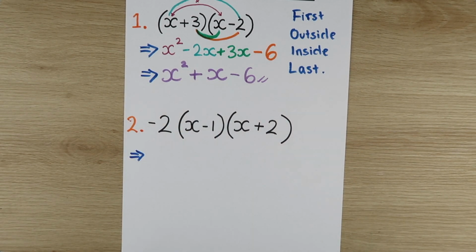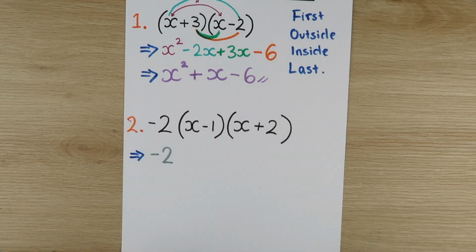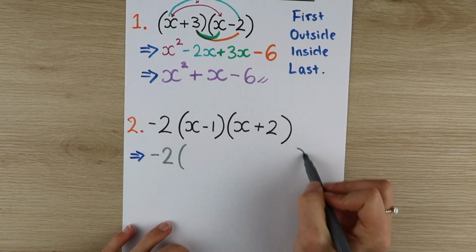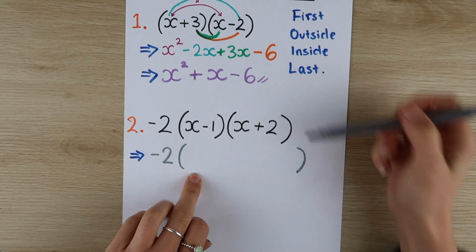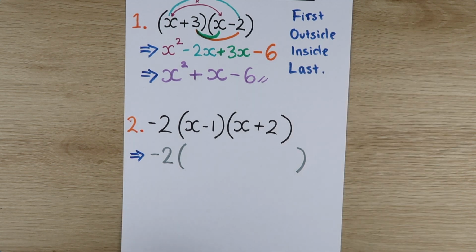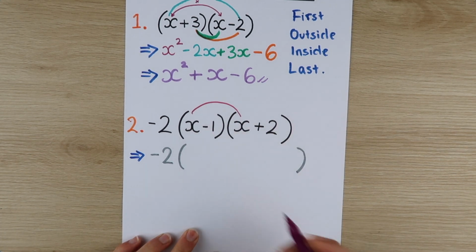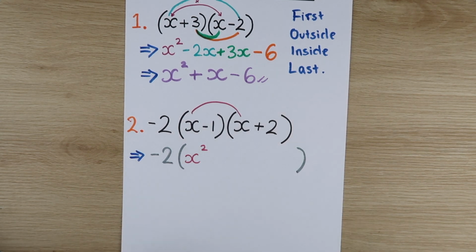Let's use the colours again. This time, I'm going to leave my -2 out the front. So, it's like that -2 is on standby for the moment. And I'm going to create, using these, a longer expression, similar to what I did up here. So, first ones, x and x first. X squared, because x times x is x squared.